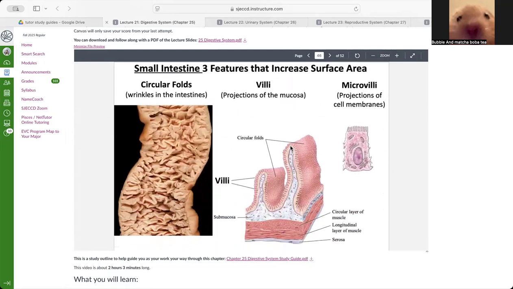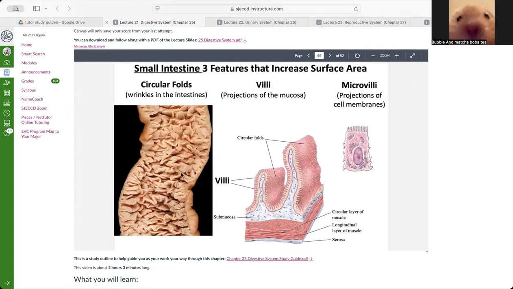So we do have a few features that increase the surface area. It's going to be the circular folds. This one is the folds and ridges in the walls of the intestines. So it kind of looks like a vacuum hose, and it causes the liquid chyme to bump, swirl, and spiral through the small intestine, which mixes it. So if you have more folds, it's going to absorb more.